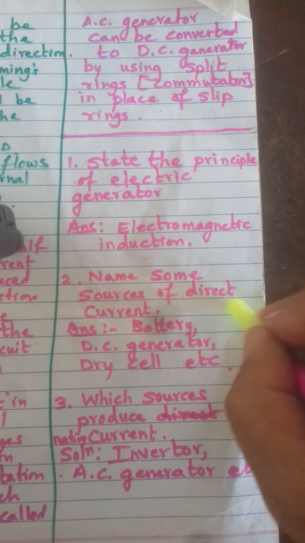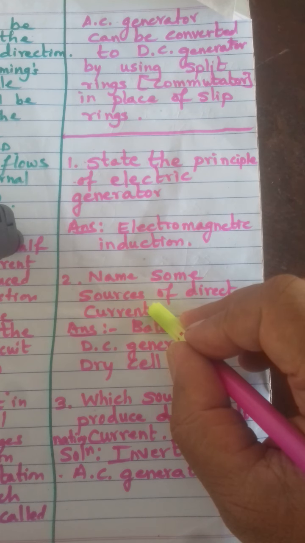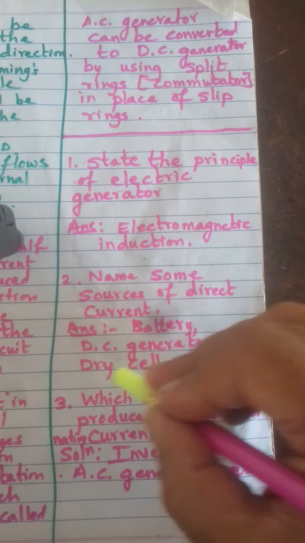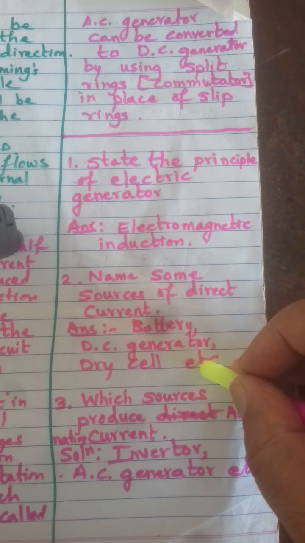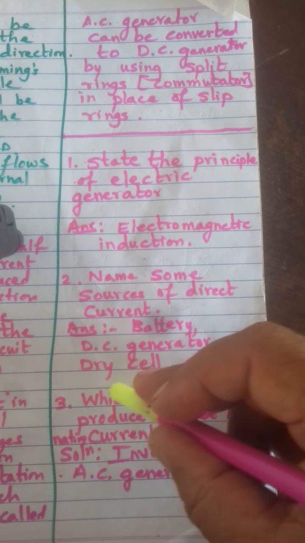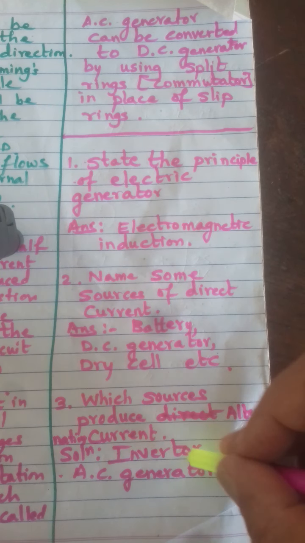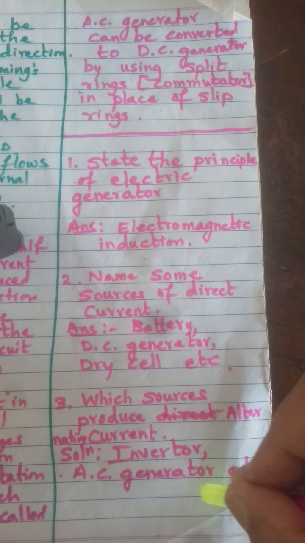Name some sources of direct current. Some sources of direct current are battery, then DC generator, dry cell, etc. Then third question, which sources produce alternating current? The answer is inverter, AC generator, etc.